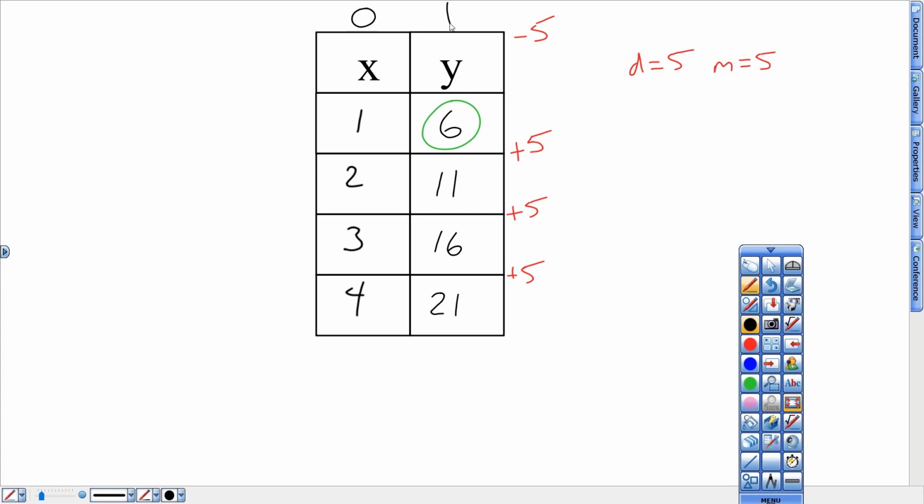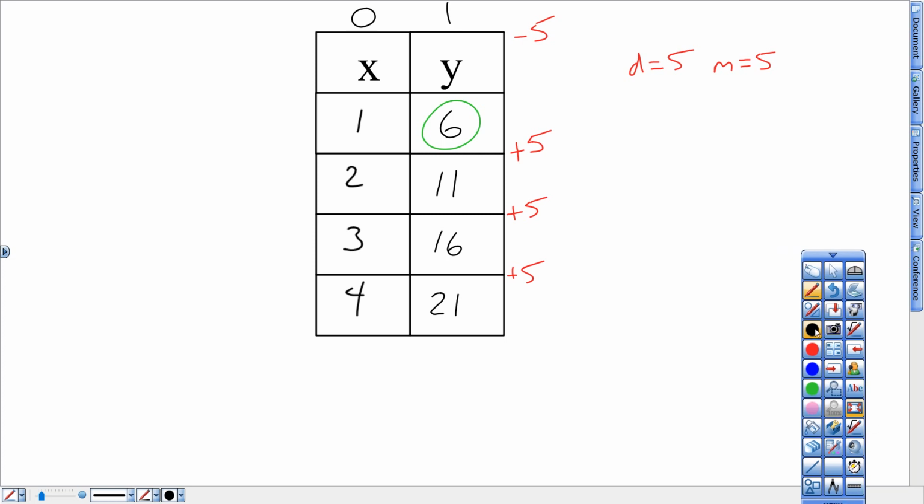Now I have everything I need to write all types of equations for this. For recursive, here's recursive. Plus that 5 right there. And again, recursive is nothing more than to find the next term, use the one before it, add 5.